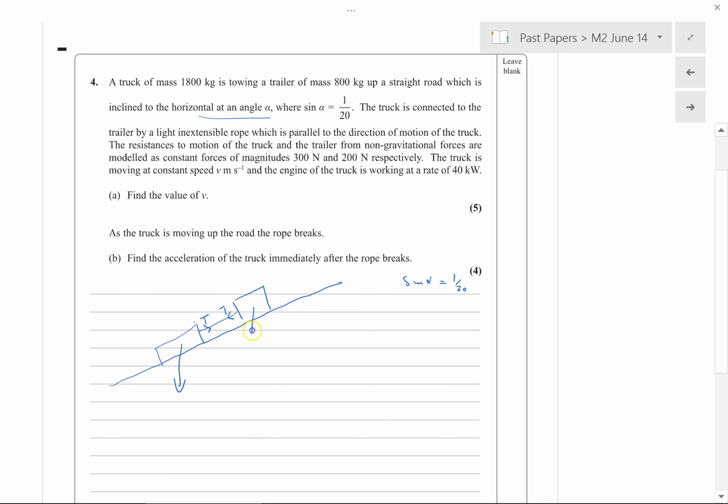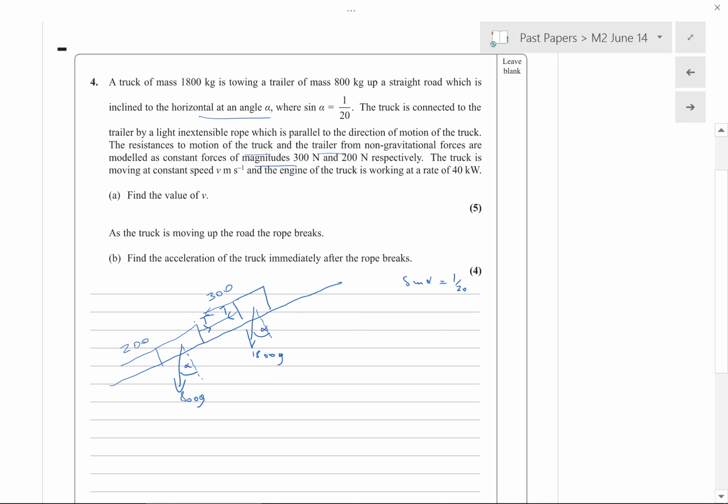We're given the masses and therefore the weights of the truck. The truck is 1,800 g. The trailer is 800 g. Let's mark on the angle alpha on my diagram. And we've got some resistances: the resistances of the truck and trailer from non-gravitational forces are modelled as constant. So this one is 300, and this one here is 200.